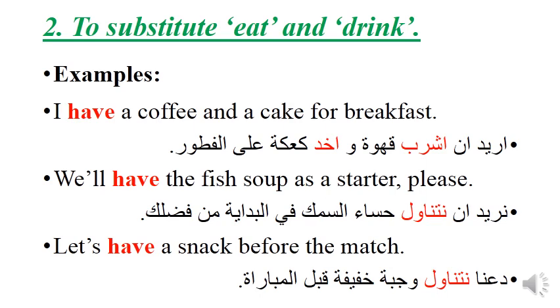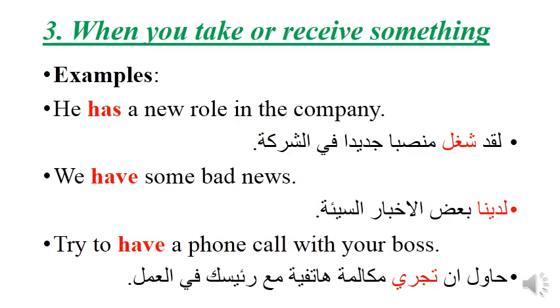So here within these examples we are using to have in order to indicate different things we eat or we drink. The third use is when we take or receive different things. Examples: he has a new role in the company. The second example, we have some bad news. The following example, try to have a phone call from your boss.